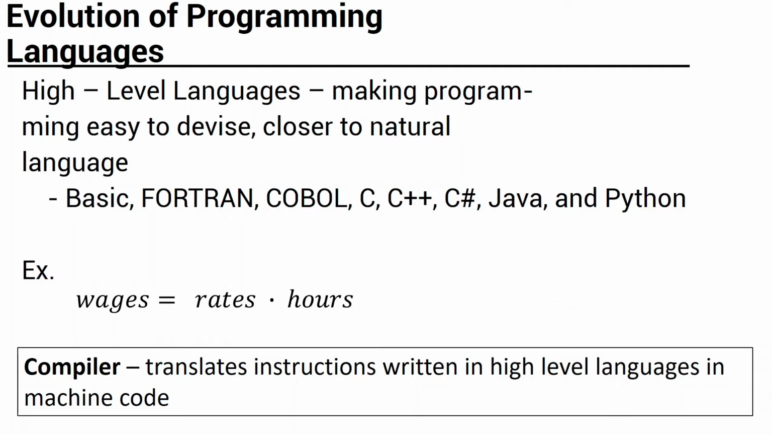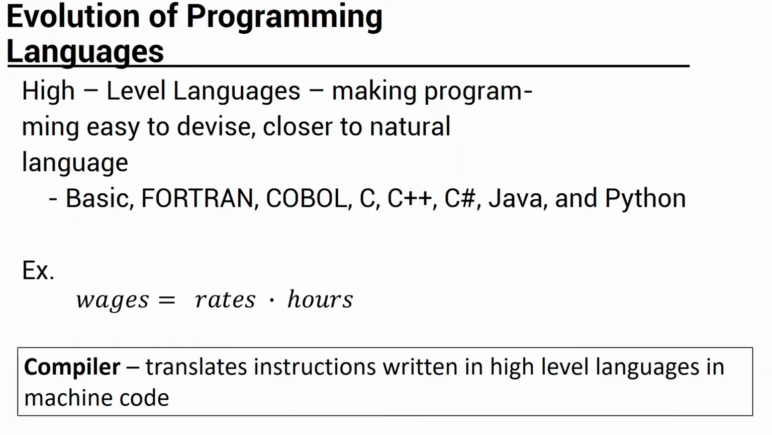Thus, high-level language was invented. It made programming easy to devise and it is much closer to our natural language. It is more comprehensive and understandable for programmers. Basic, Fortran, COBOL, C, C++, C#, Java, and Python are some of the high-level languages. But in this subject, we will be learning C++.